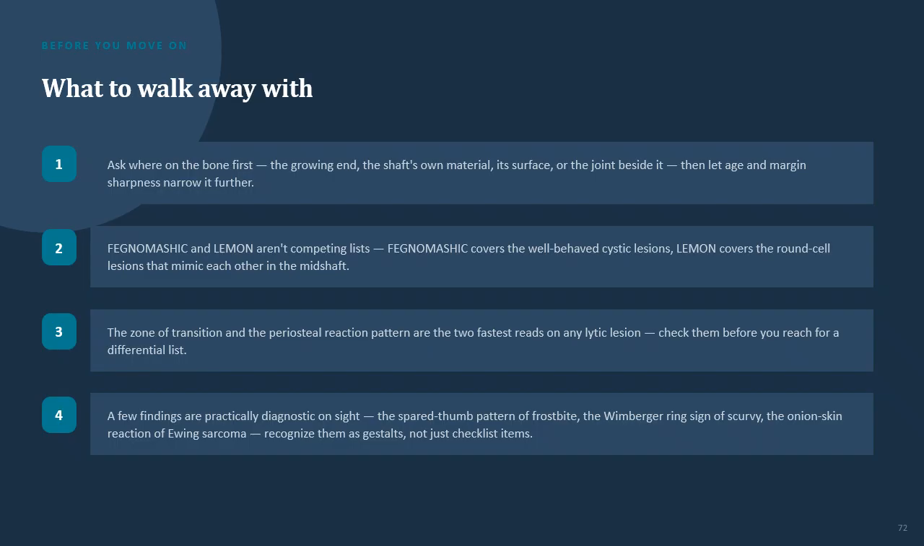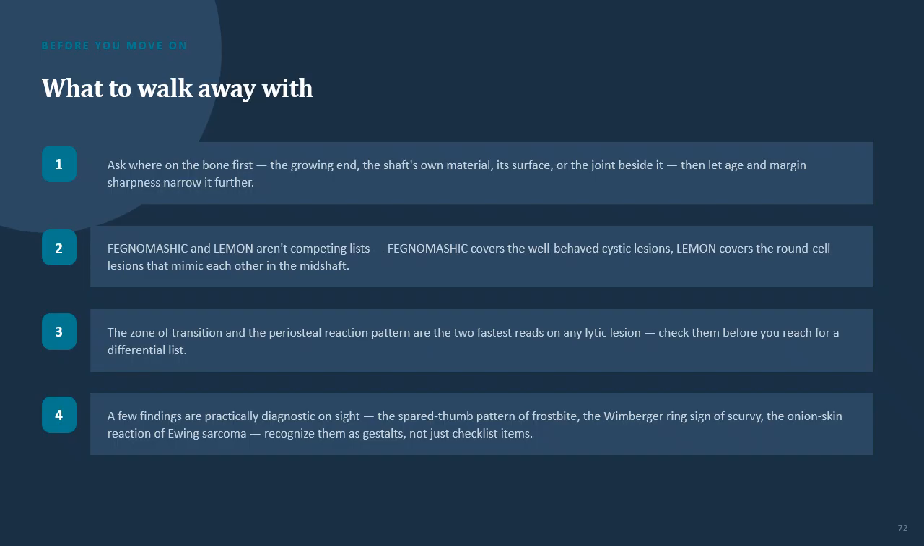Now, for any lytic lesion, two of the things that we're going to check are the zone of transition and also the periosteal reaction. We briefly mentioned that initially. Is the border sharp? Usually, if it is, it's going to suggest a slower process. If the border is wide and fuzzy, it's usually going to point to some sort of aggressive process happening within the patient.